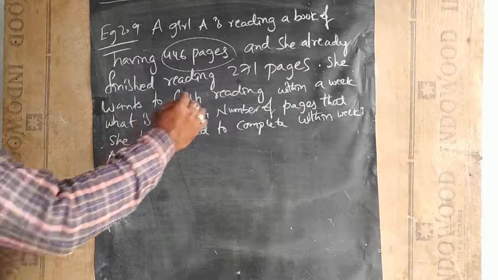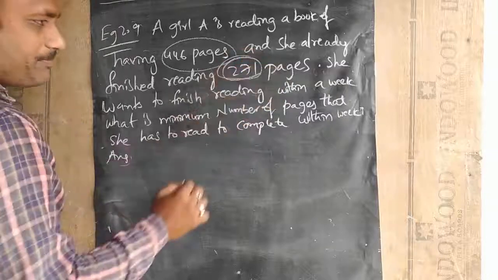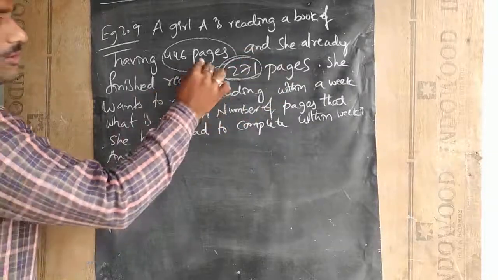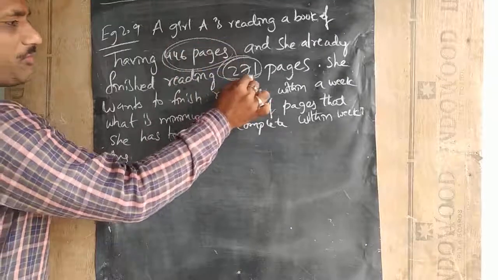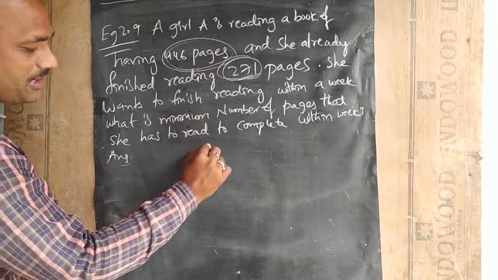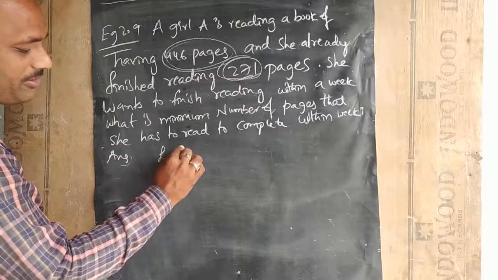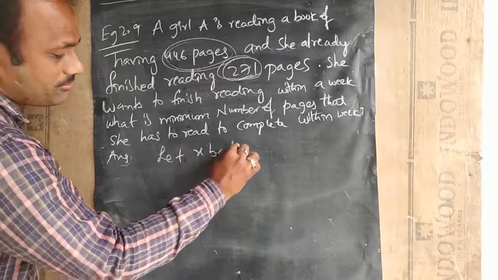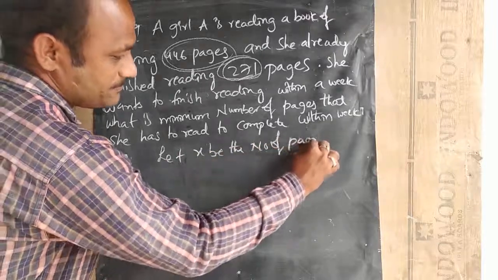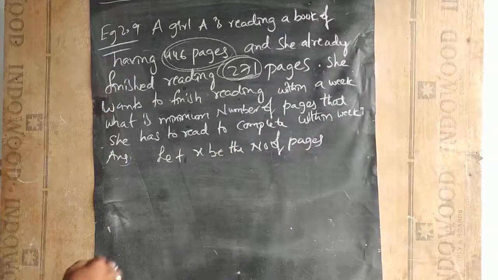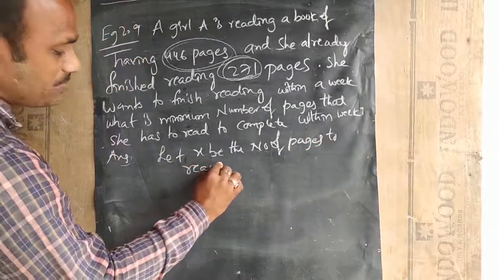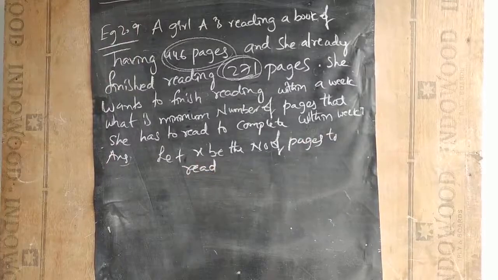So to get this, see here, we have 271 pages now. So we have to get totally 446 pages. In that she has already completed 271 pages. So this can be represented as, let x be the number of pages to be read.